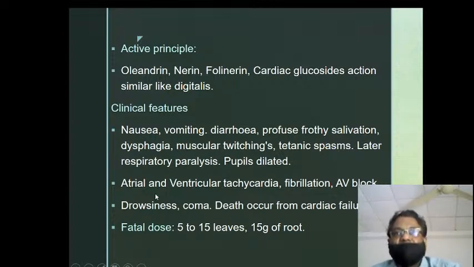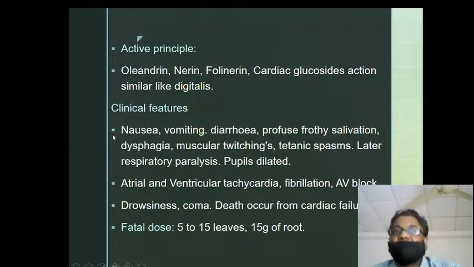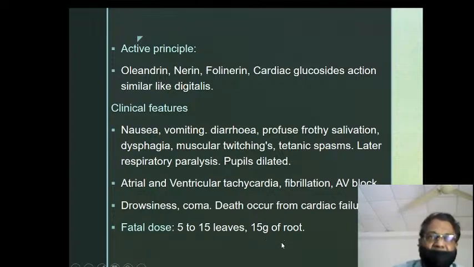It can produce atrial and ventricular tachycardia, fibrillation and AV block, resulting in cardiac failure. It also affects the central nervous system. The individual develops drowsiness, convulsions and coma, and death occurs mostly from cardiac failure, and sometimes from respiratory failure. Fatal dose is around 5 to 15 leaves, or 15 grams of root. Almost all parts of the plant are poisonous. The leaves are also very poisonous. Around 5 to 15 leaves can cause even death.